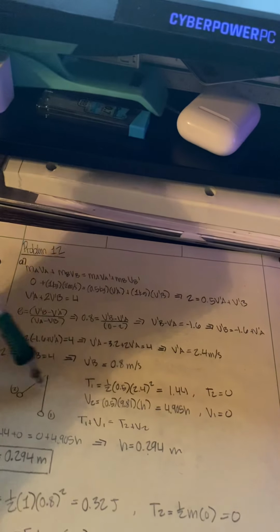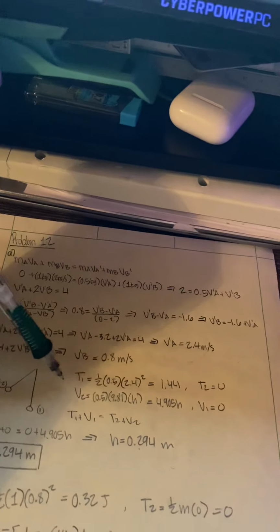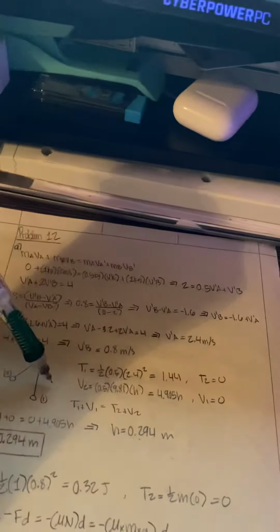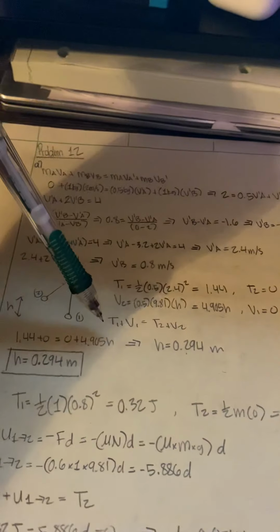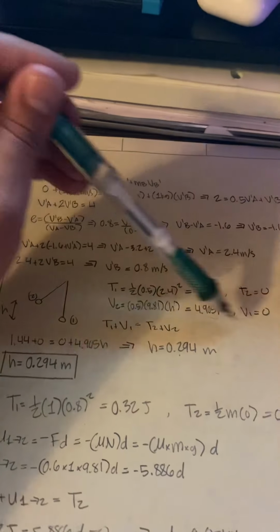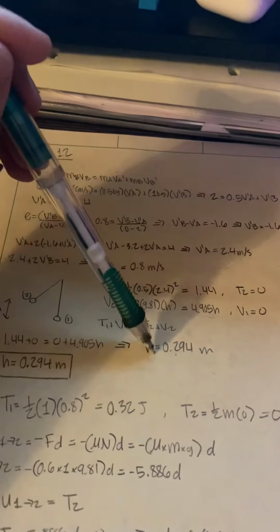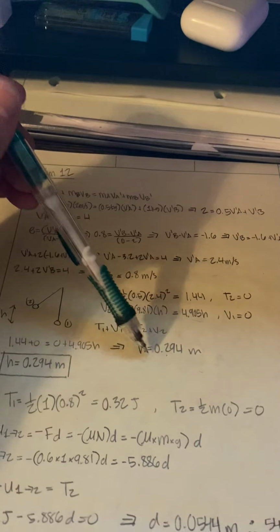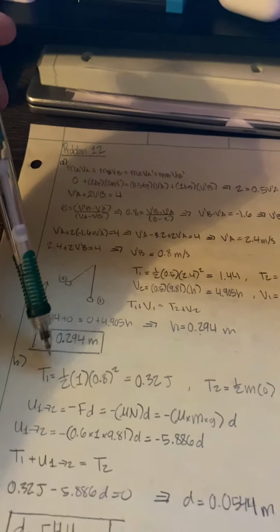The energy at 2 is also given by the equation of mass times gravity times height. We don't know what the height is, that's what we're trying to figure out. The energy at 1 will be 0 because the height is 0 at the datum level. Then we have this equation right here, T1 plus V1 equals T2 plus V2. Plug in the values that we just solved for, get H by itself, and we get the max height the sphere will reach, which is 0.294 meters.